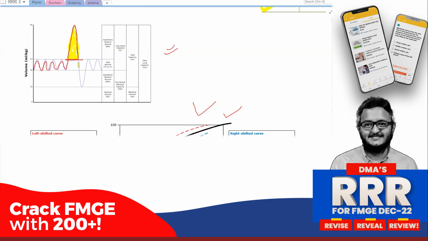Then there will be what? So they have put a question, what is inspiratory capacity? Simple, it is the combination of inspiratory reserve volume plus tidal volume. That together is called the inspiratory capacity.